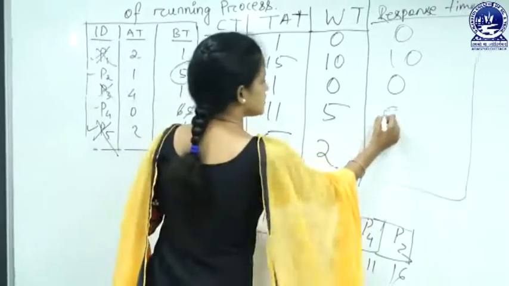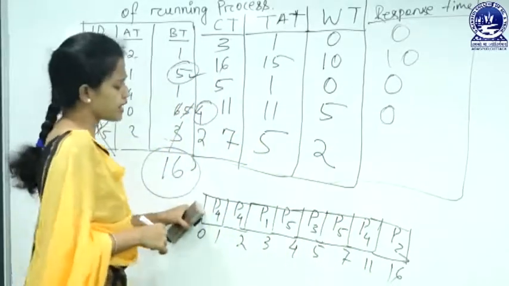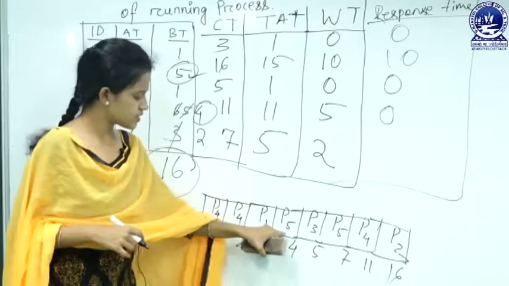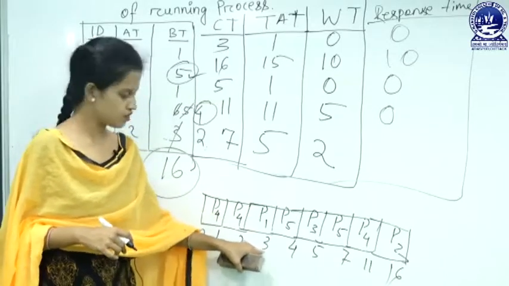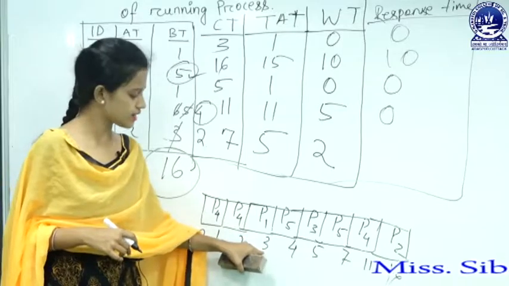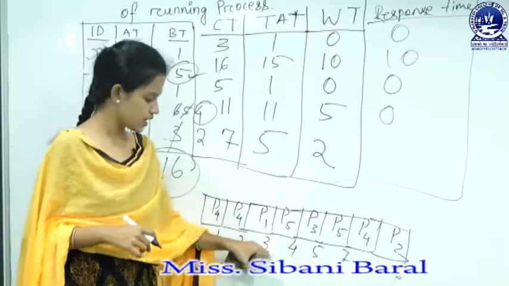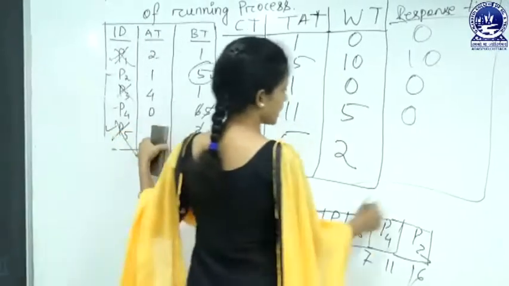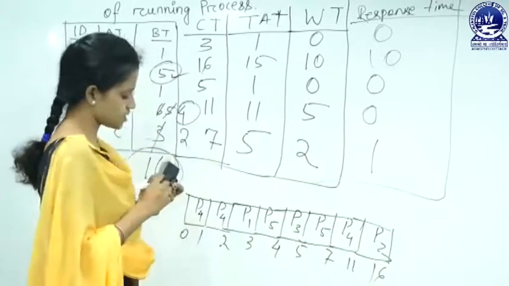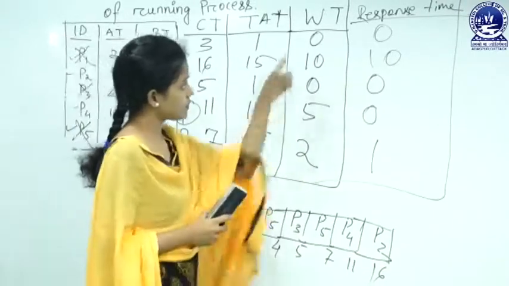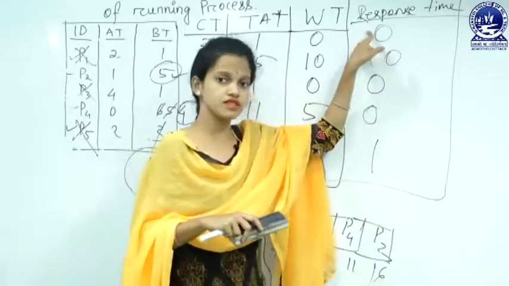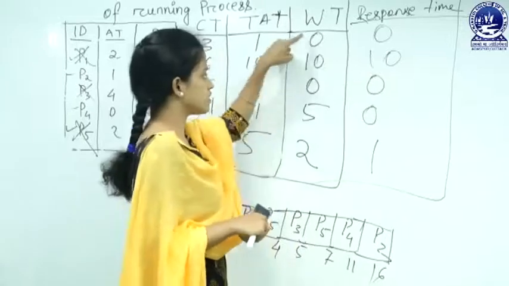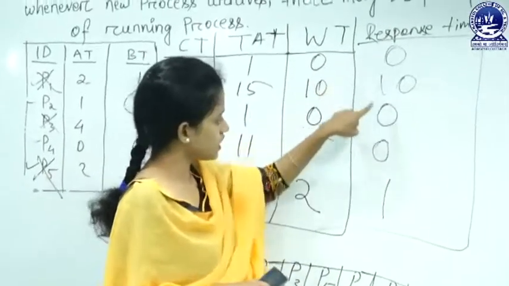So 0. For P5, at what time is it allocated to the CPU? 3 milliseconds. At 3 milliseconds P1 is terminated and at that time P5 is allocated to the CPU. And the arrival time of P5 is 2. So 3 minus 2, that is 1. So here in this case, look at this, waiting time and response time. In the non-preemptive case, waiting time and response time are the same. Here 0, 10, 0, 5, 2, here 0, 10, 0, 0, 1.